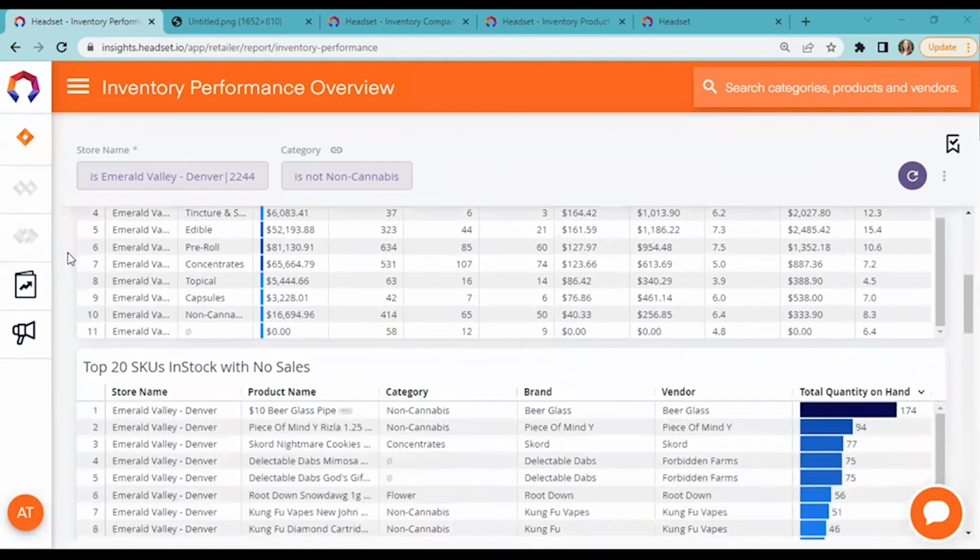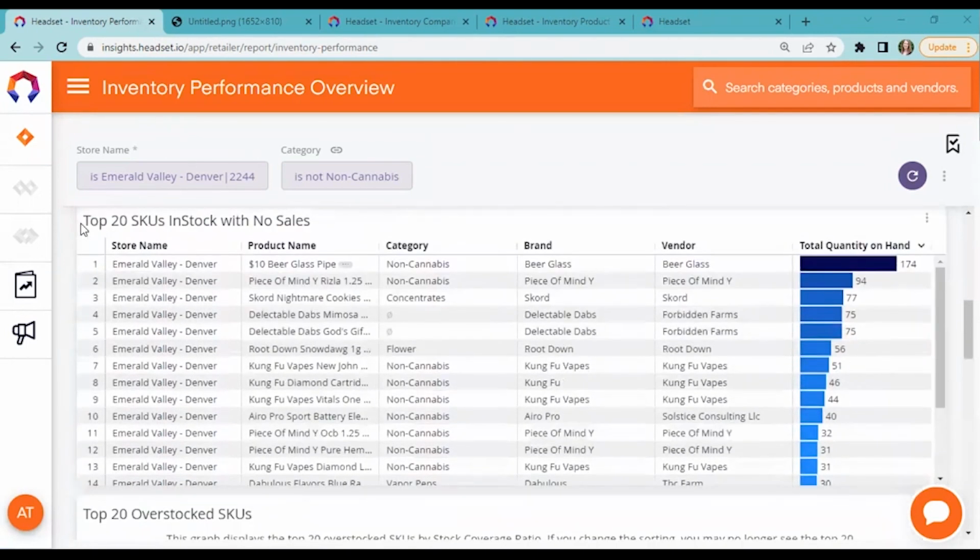The next thing we want to take a look at is the table below it. This is going to be your top 20 SKUs in stock with no sales. So the initial couple are going to be maybe ones that you've gotten in recently to your store that haven't had a chance to sell yet. We noticed that with quite a few things, but maybe like these top 5 or something you just got in and they haven't had a chance to sell.